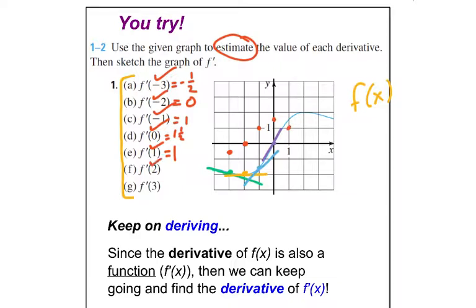At f prime of 2, the derivative at 2, I'm looking at the slope. The y value is 2. I'm imagining the tangent line. I think the tangent line is pretty horizontal, don't you think? So a horizontal line always has a slope of 0.